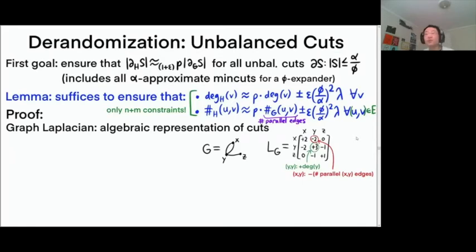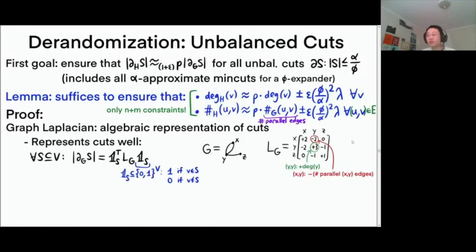So what is the proof? The proof relies on the concept of graph Laplacian, which is an algebraic representation of cuts. And here, how it works is, suppose we have a graph. The Laplacian is indexed by the vertices of the graph on its rows and columns. And now for a diagonal entry, the entry is simply the degree of the vertex. And for an off-diagonal entry, it is the negative of the number of parallel edges between the two vertices, so x and y in this case.